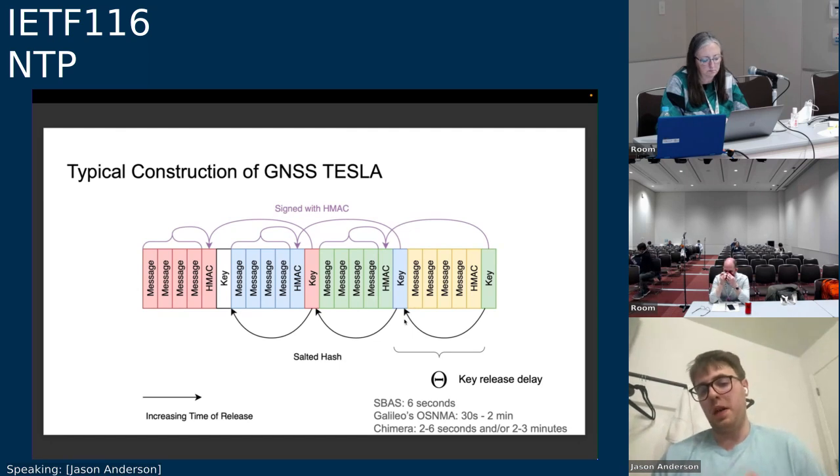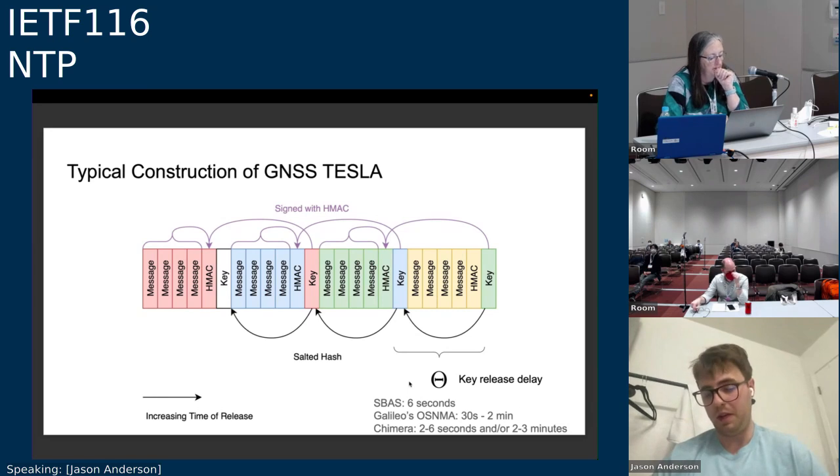In my paper work, I labeled this delay capital theta, the key release delay. So this is the time from this commitment to the release of the key. I have colors on here to demonstrate that. So the typical delay that we're talking about here depends on the GNSS system.